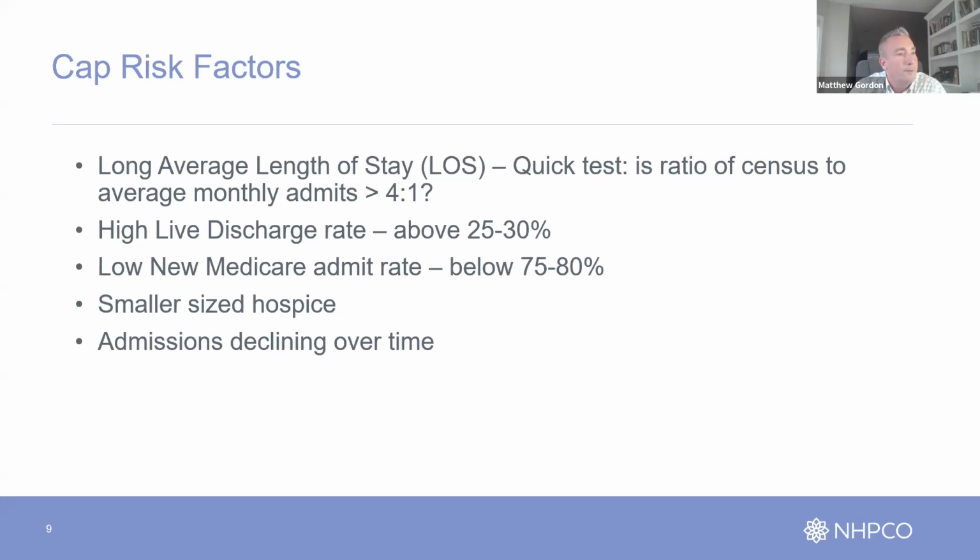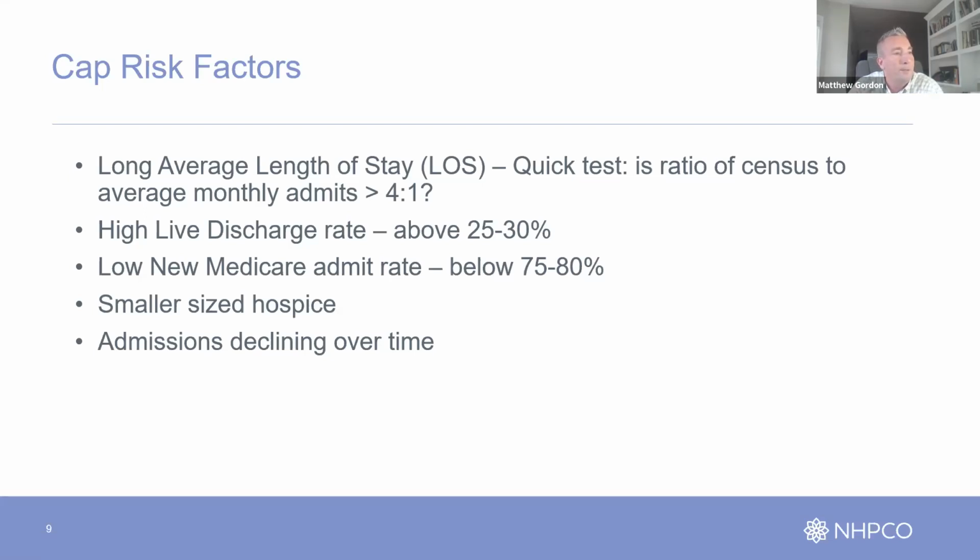Okay. If your census is 40 and you're getting 20 admits a month, that means you have a fairly quick turnover of patients. You have a low average length of stay, and you're not going to have any CAP risk if that's the case with you. All right. So that's one thing.